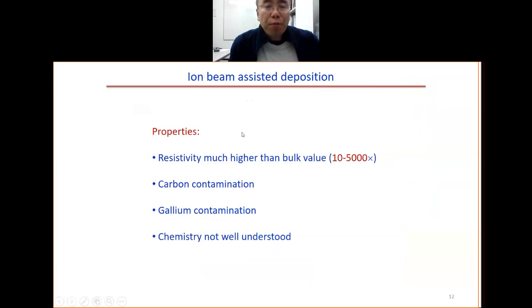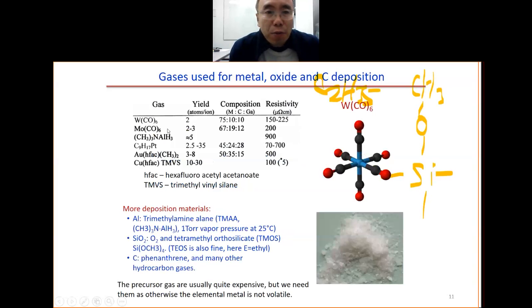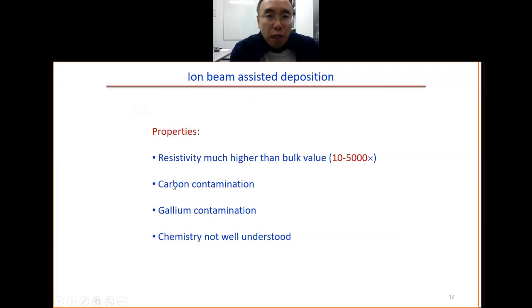So the property of the deposited film. First, the resistivity is much higher than the bulk value. For example, when you have the tungsten, the value here is 150 to 250 microohm centimeter. For pure tungsten, the resistivity is on the order of 10 microohm centimeter. So the resistivity is about 10 times higher than the pure tungsten metal film. This is because we have lots of contamination. Those contaminations cause the high resistivity.